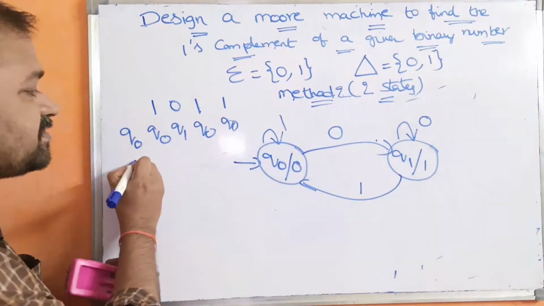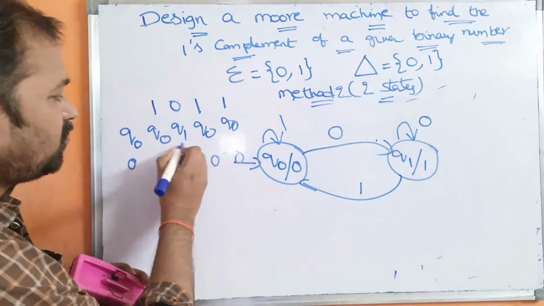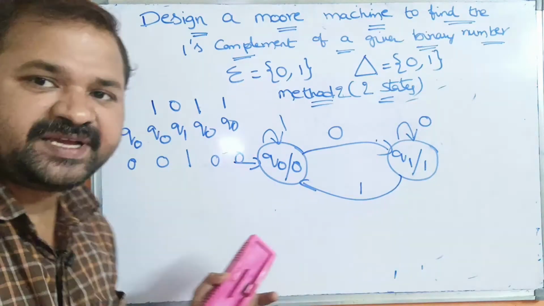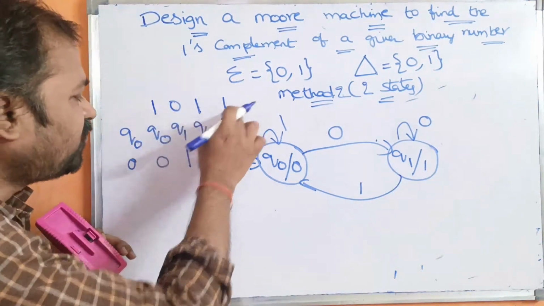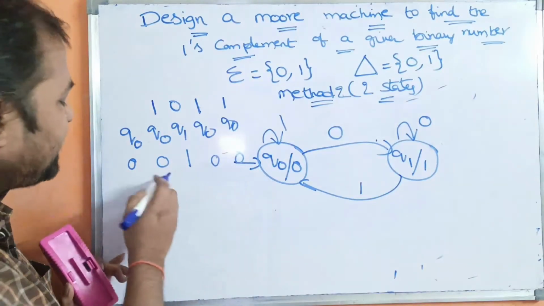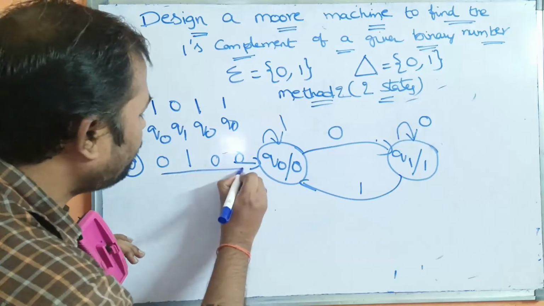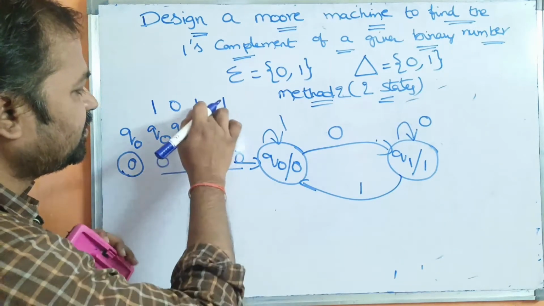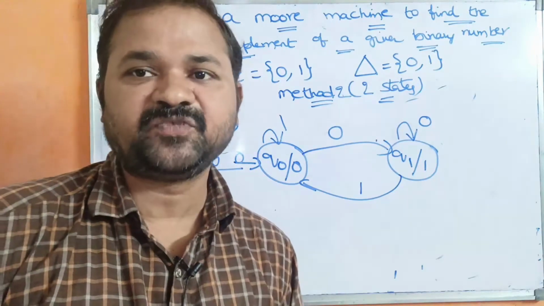Okay. What is the output of Q0? 0, 0, 0, 0. What is the output of Q1? 1. So in a Moore machine, we have to neglect this bit. If the input length is 4, here we are getting n plus 1 outputs. So we can neglect this leftmost bit. So the output is 0, 1, 0, 0. So 1 is converted to 0, 0 is converted to 1, 1 is converted to 0, 1 is converted to 0. So in this way we can solve the problem.